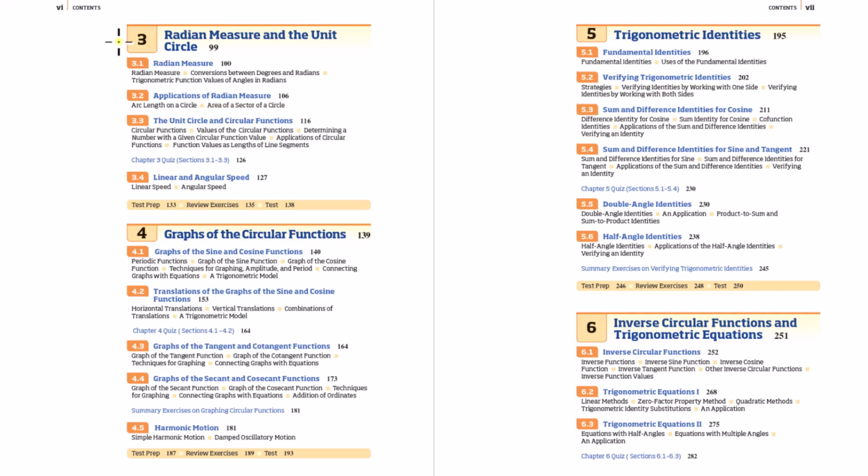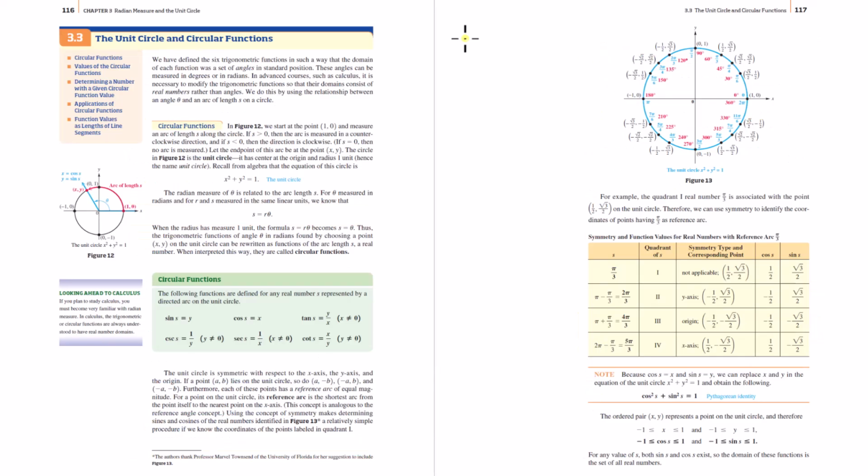Okay, we're continuing with Chapter 3 in the trigonometry textbook. We've talked about radian measure and applications of radian measure. Now we're going to talk about the unit circle. So the unit circle is probably the most important topic in all of trigonometry.